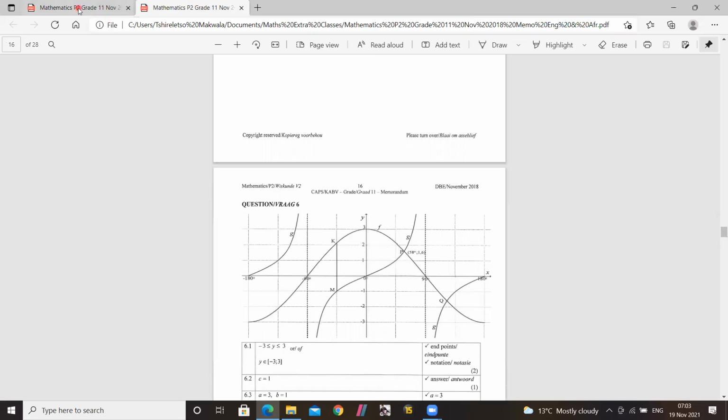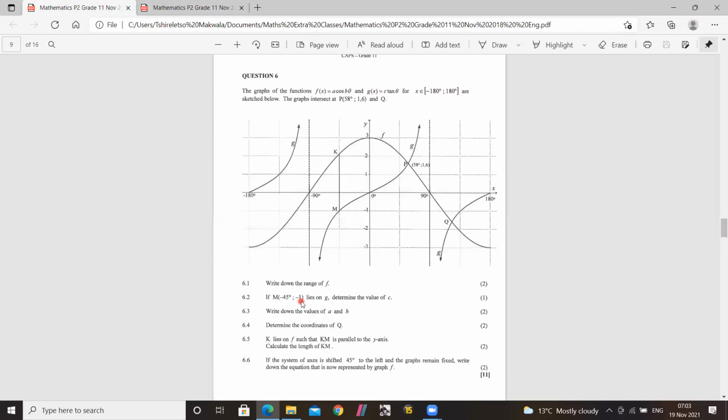Then it says write down the values of A and B. So the values of A and B, that's for the cos graph. For the graphs, you have to know all the mother graphs for these graphs. I don't know whether it's called a mother graph or a general graph or whatever, but you have to know that graph here: cos theta, sine theta, tan theta, that first graph.